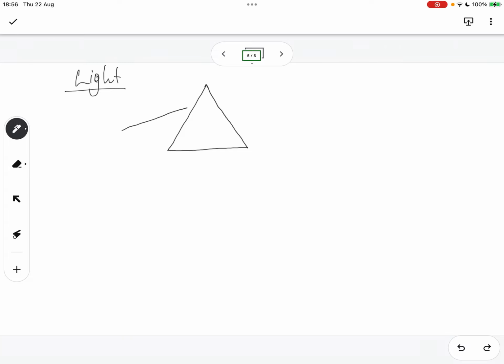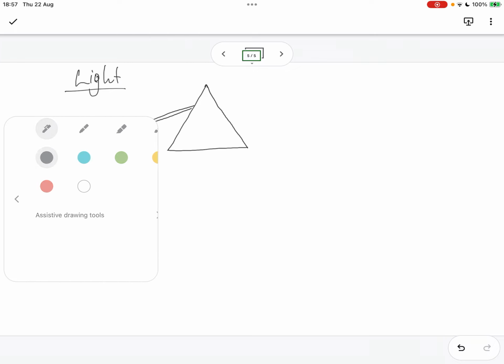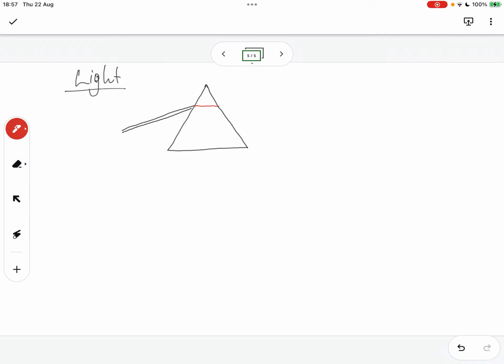So a beam of light would be shone on one side of the prism, and once that happens, the colors would split and you'd start having them there. The red would be on this side, and the blues and violets would be more or less on this side.